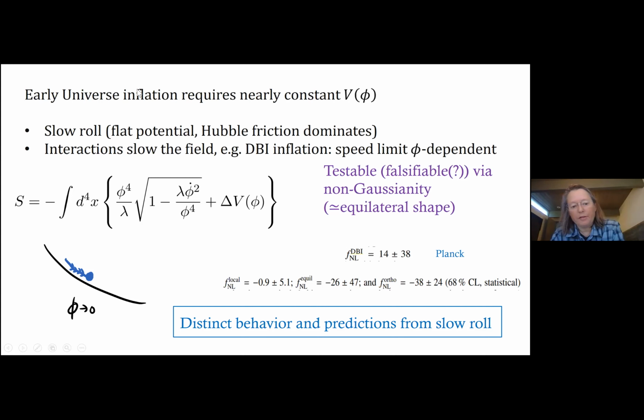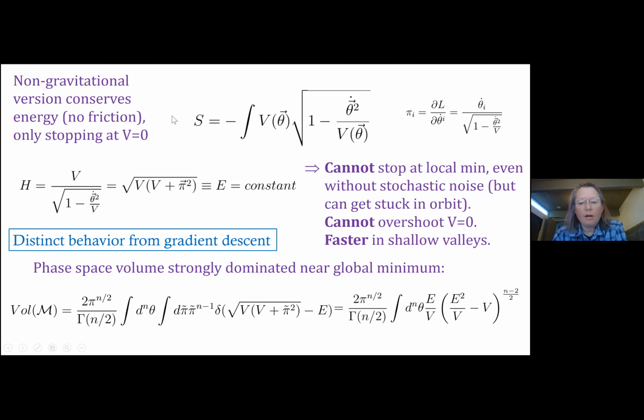For now, just in the early universe context, these two are both viable. There are some constraints on their parameters. There's more to do there. And they're just distinct. Okay, that's the main statement here.